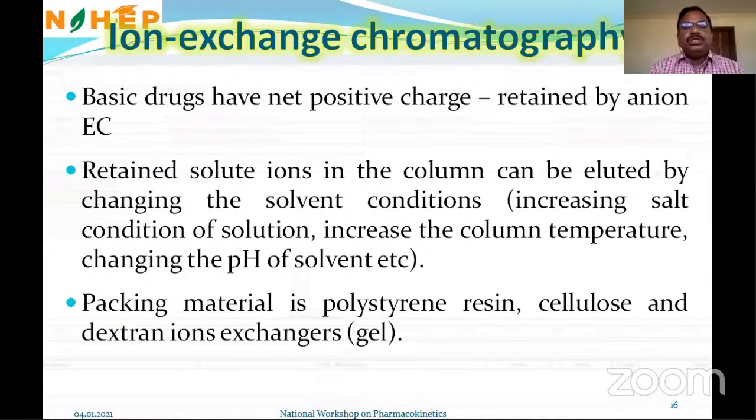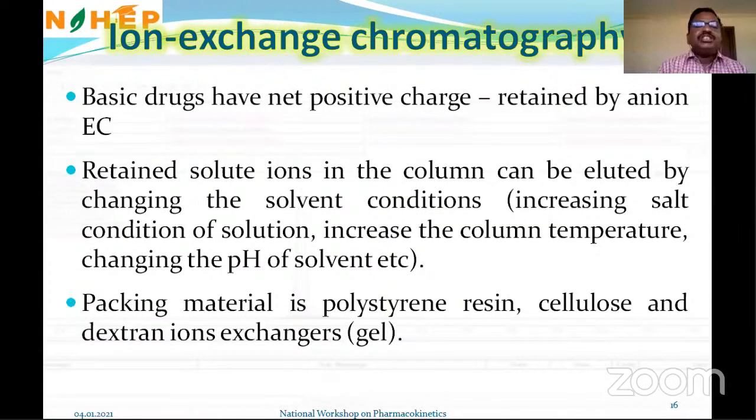The retained solute ions in the column can be eluted by changing the solvent conditions. Here, by increasing the salt concentration of the solution, or increasing the column temperature, or changing the pH of the solvent, we can adjust the retention time. The pH of the solvent influences the ionization.